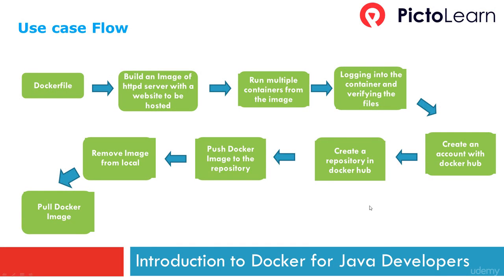Now going back to the summary, what we did as a part of this use case two was we created a Docker file. We built an image from the Docker file. We ran multiple containers. We tried logging into one of the containers to verify if it had all the files intact. Then we went ahead and created an account with DockerHub and then created a repository inside DockerHub. We tried to tag the image and then push the image into the repository. We removed the image from the local just to simulate what would happen if we have to build and ship software. Assuming that you've taken the role of a QA or a DevOps engineer, we try to pull the image and run the container again.